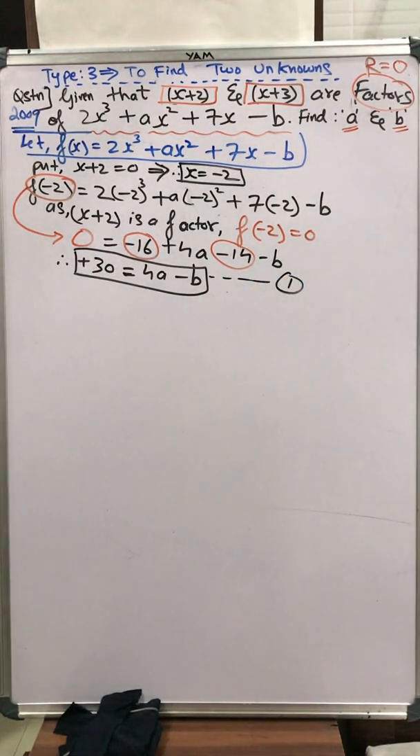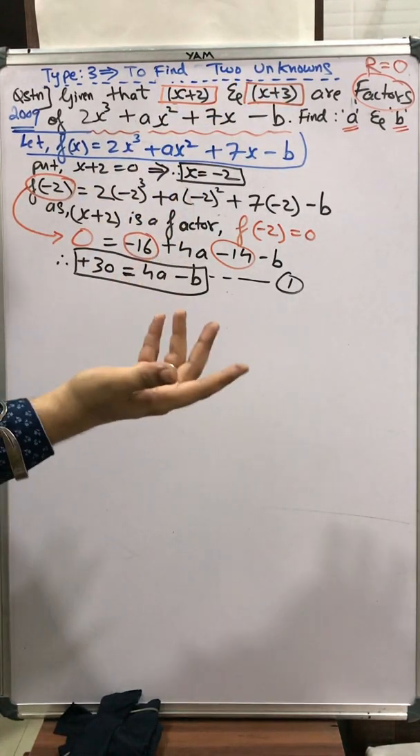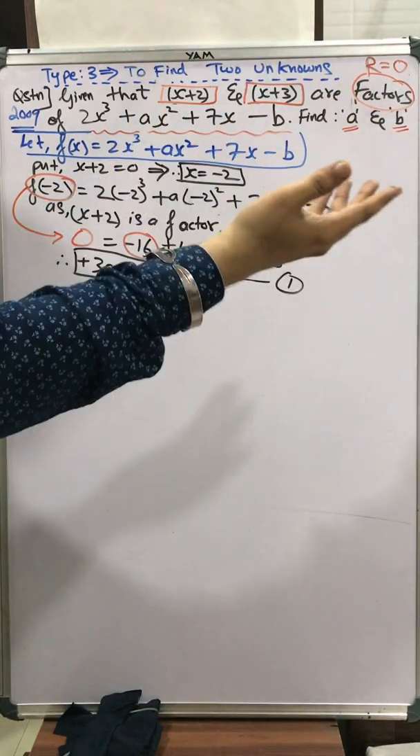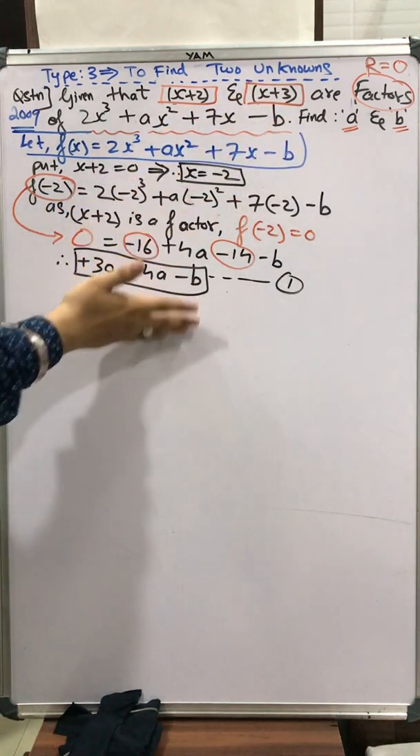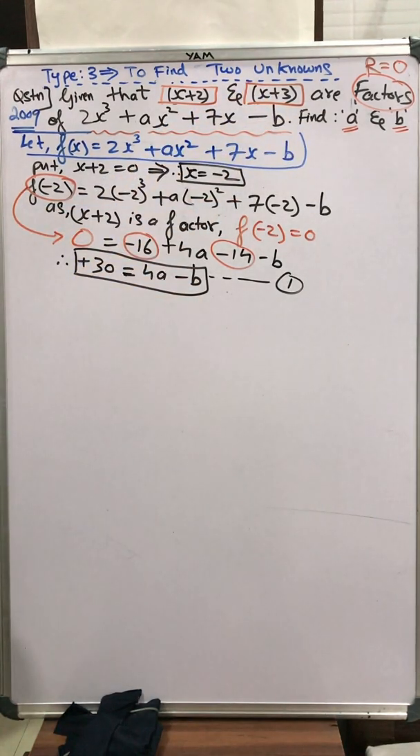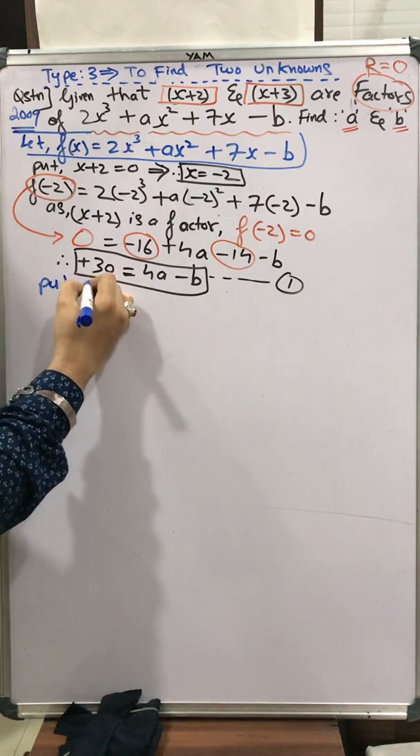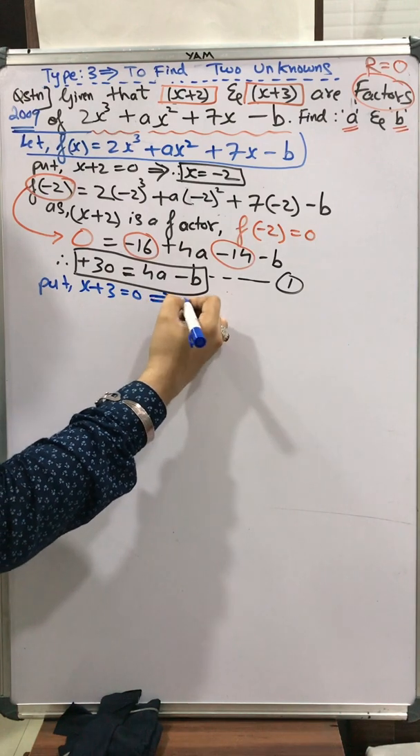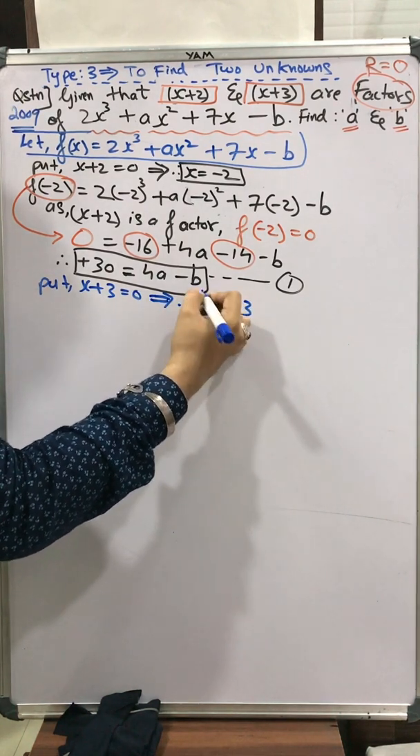Now similarly, I will solve for the second factor. You can also start with me. Our logic will be to put x plus 3 equal to 0, so x will be minus 3. Substitute here, and once again you will say that x plus 3 is a factor. You can pause the video and start with me. I'm doing it here right now. Put x plus 3 equal to 0. So therefore x will be minus 3.